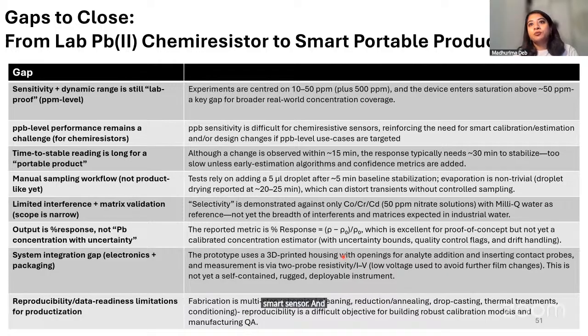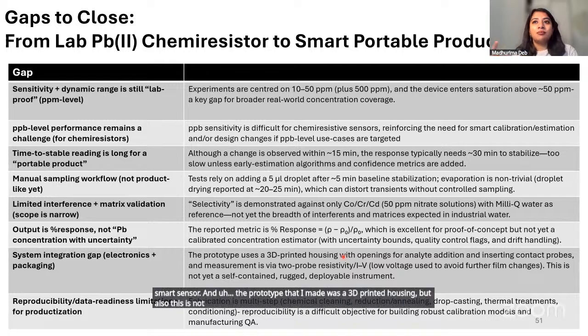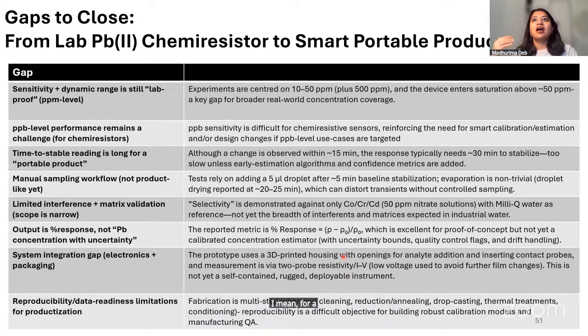And the prototype that I made was a 3D printed housing, but this is not, I mean, for a scalable sensor, we have to think about more options, right? And also for a portable situation, we need a circuitry that can work without a constant external battery. It has to work with an in-house battery. I think that problem can also be solved.